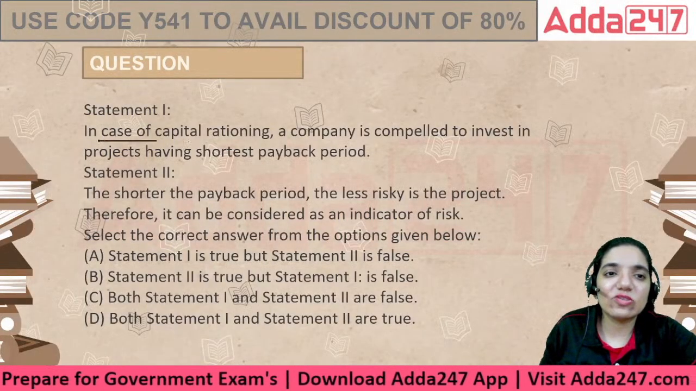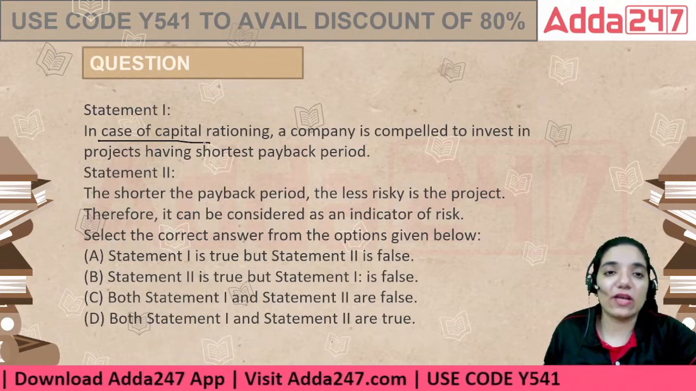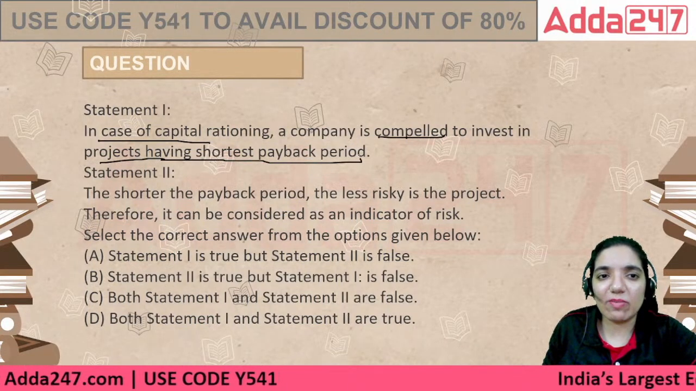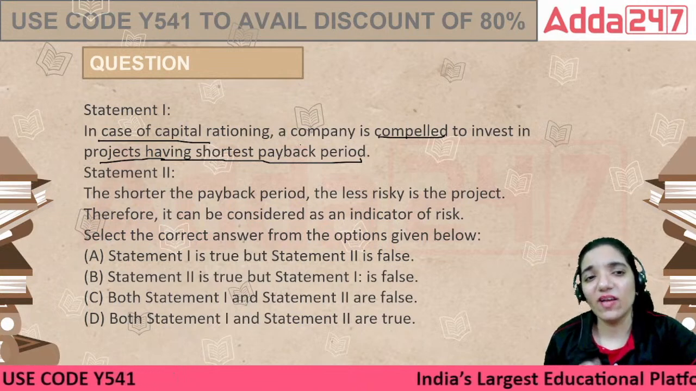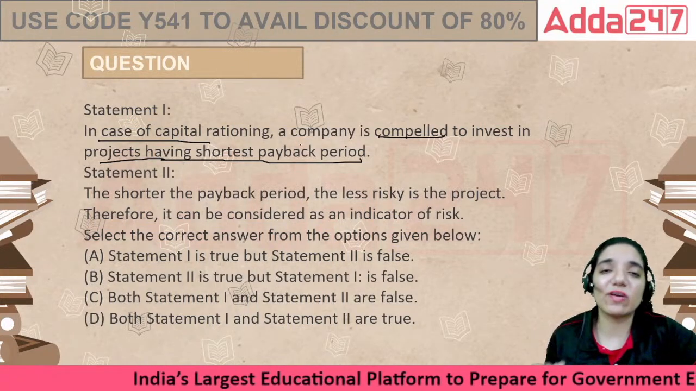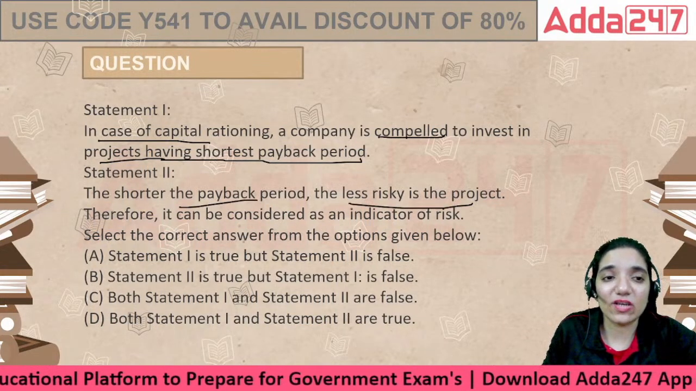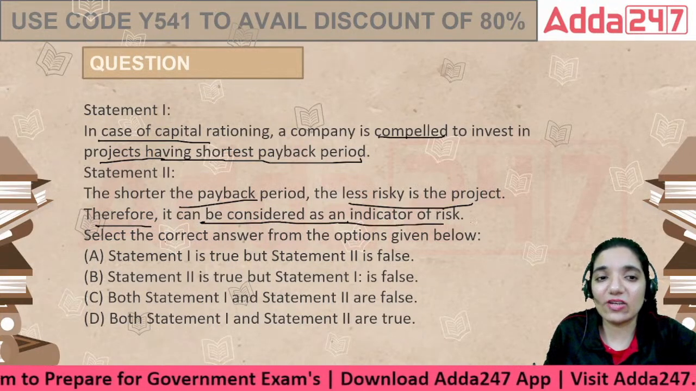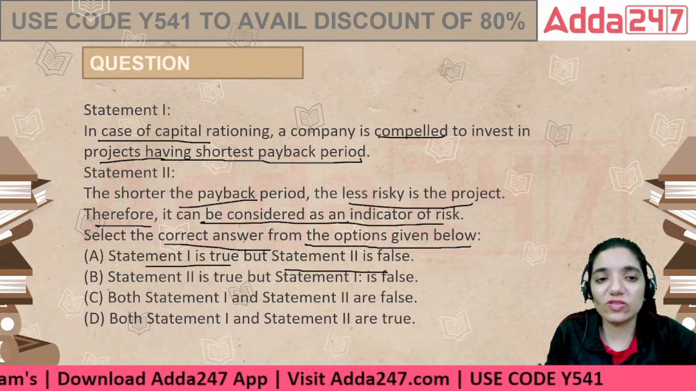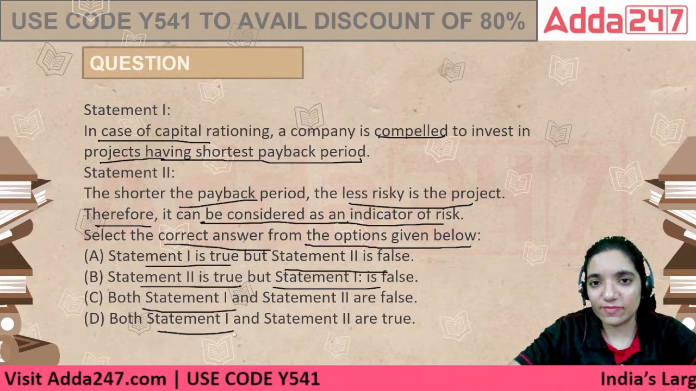Okay. In terms of capital rationing, again a question of cap budge, right? In terms of capital rationing, a company is compelled to invest in projects having shortest payback. See, the point is the organization has limited amount of money. If they have limited amount of money, they are always in a rush: when will I get my money back? They are so much worried about that thing, and they are supposed to be, no? The shorter the payback period, the less risky is the project. Therefore, it can be considered as an indicator of risk. Select the correct answer from the options given below. Statement 1 is true or statement 2 is false. Statement 1, 2 is true and the first one is false, or both are correct and both are false. What can be the correct answer?